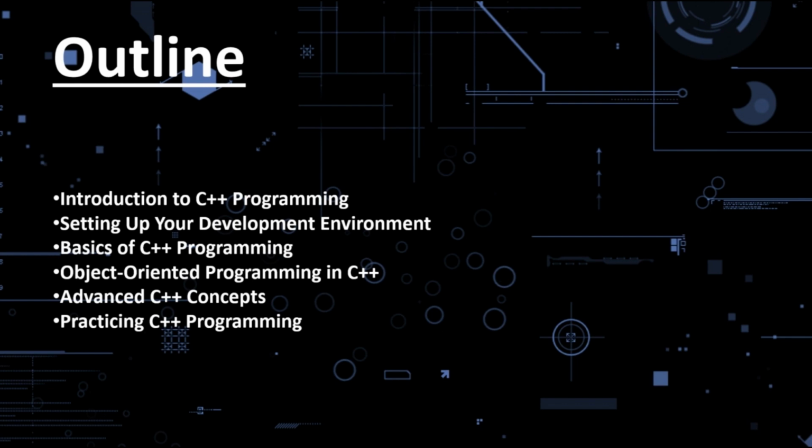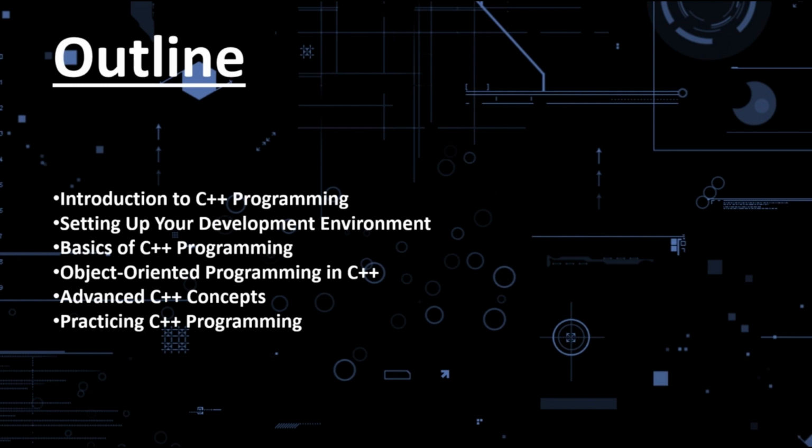Let us start with setting up the development environment. Before you can start programming in C++, you need to set up a development environment. This involves installing a C++ compiler such as GCC, the GNU Compiler Collection, or Microsoft Visual C++, and a code editor or integrated development environment, IDE, like Visual Studio Code or Visual Studio. Configuring your environment correctly ensures that you can write, compile and run C++ code efficiently.